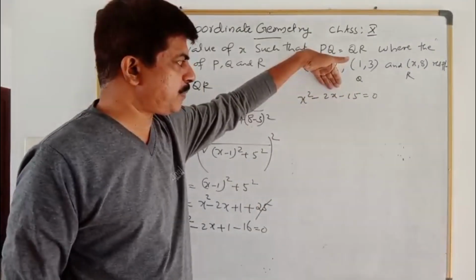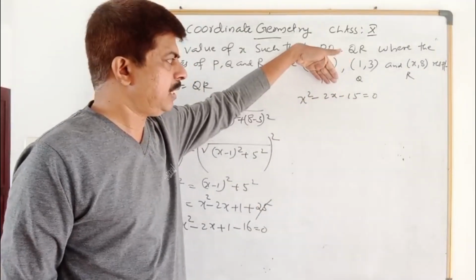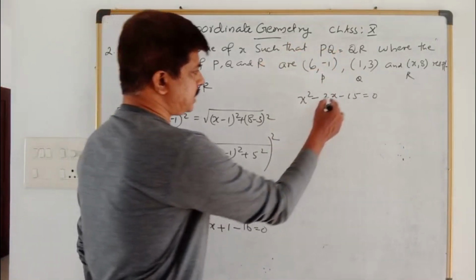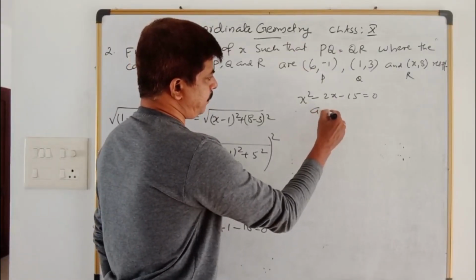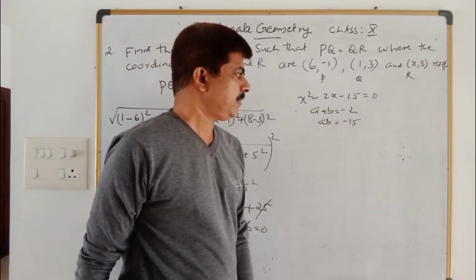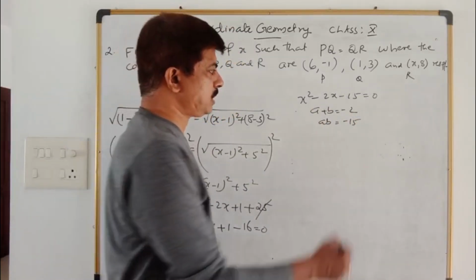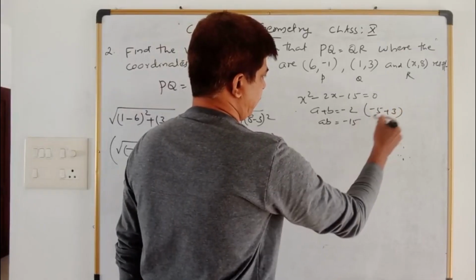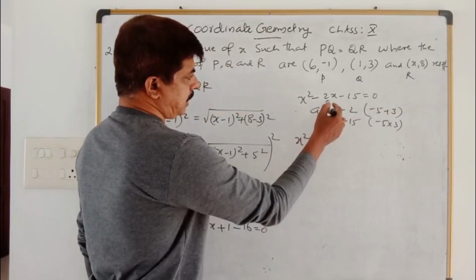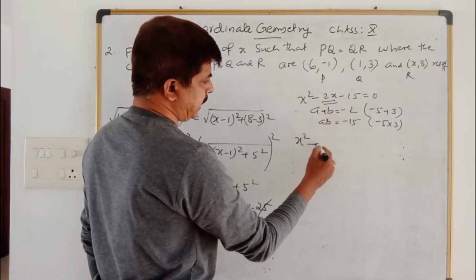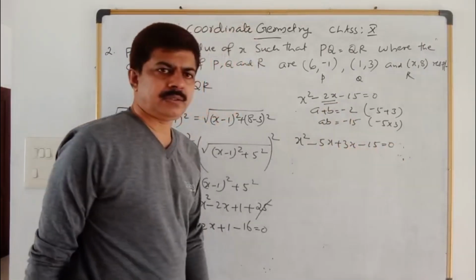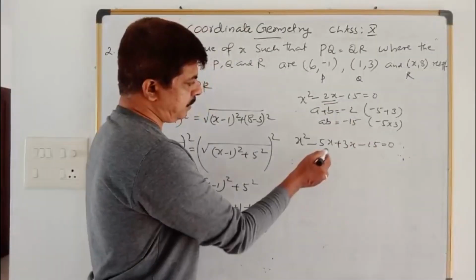We know how to factorize this type of quadratic equation and get the roots. We have to find out what x is. So let us do it by the factorization method. The sum of two numbers is negative 2 and their product is minus 15, which is easy. The numbers are negative 5 and positive 3, whose sum is negative 2. So I will substitute the middle term: x square minus 5x plus 3x minus 15 is equal to 0. We will use the grouping method.